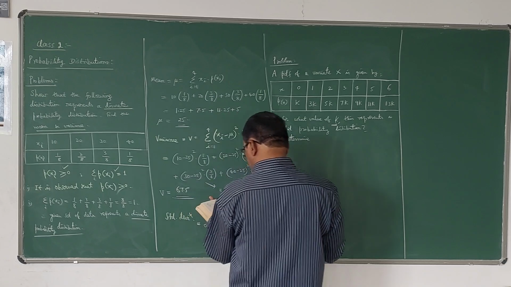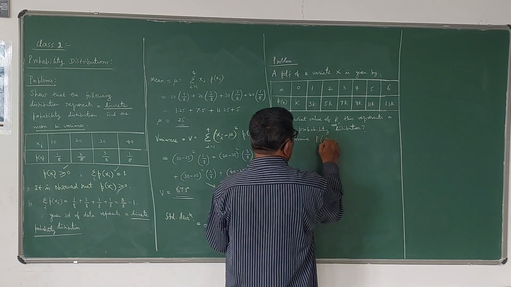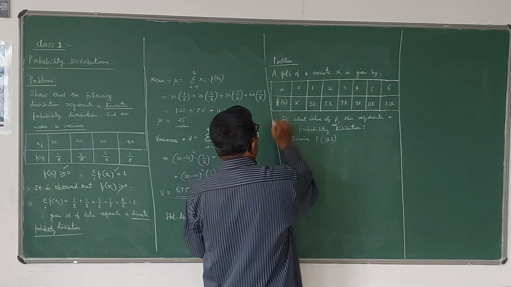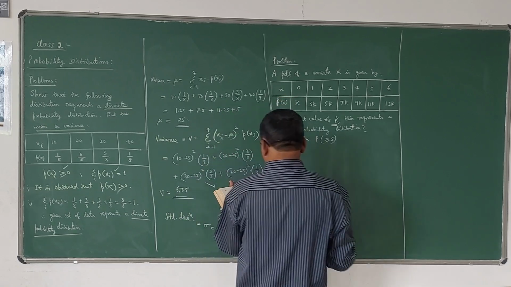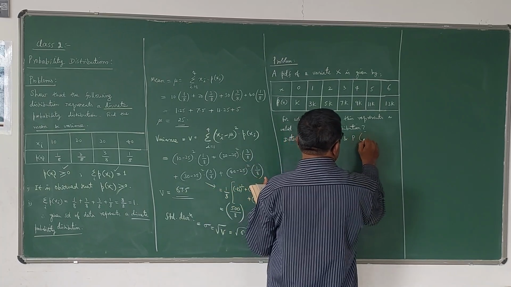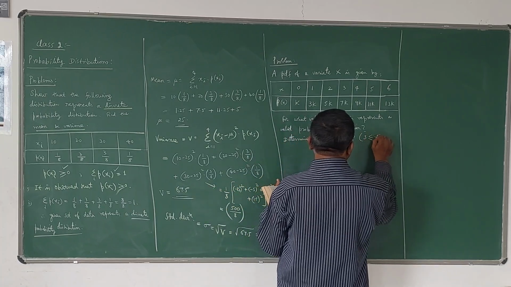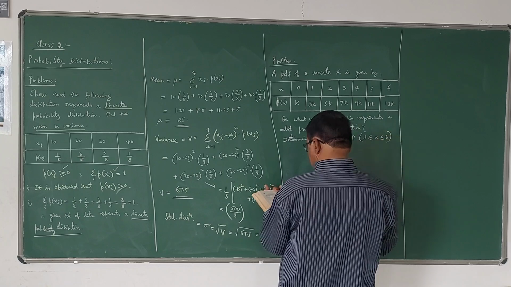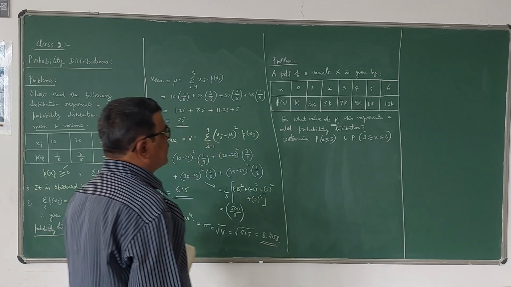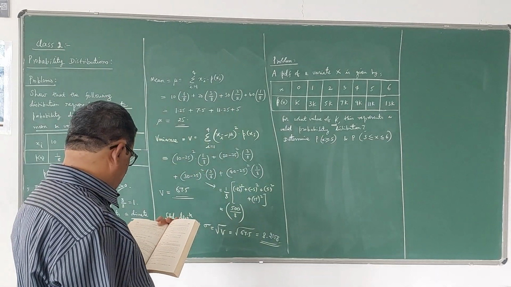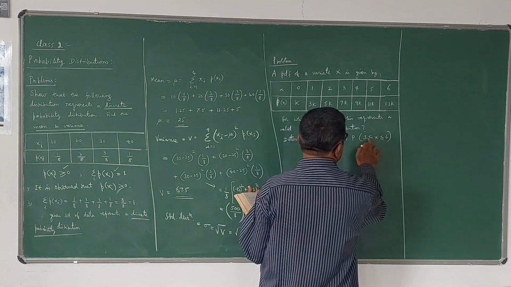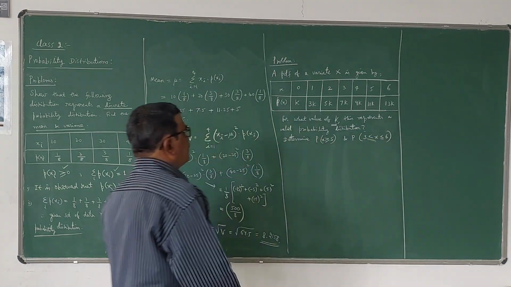Second thing is determine P of x greater than or equal to 5, yes, this is capital P, and P of 3 less than or equal to x less than or equal to 6. This is how the problem is given.